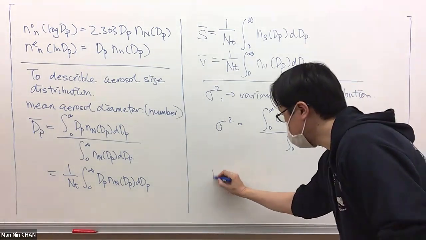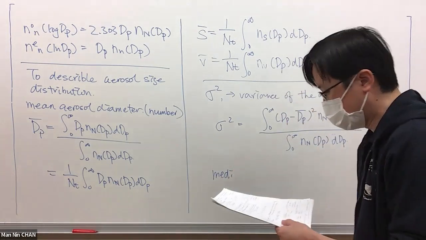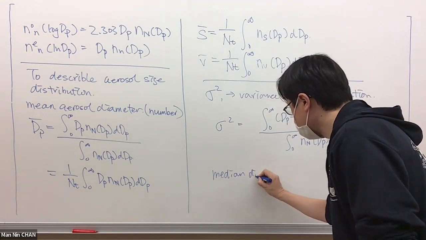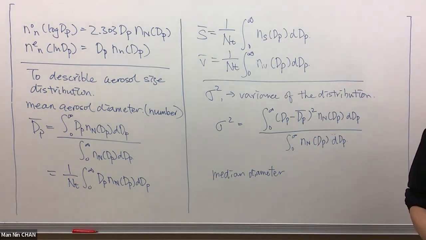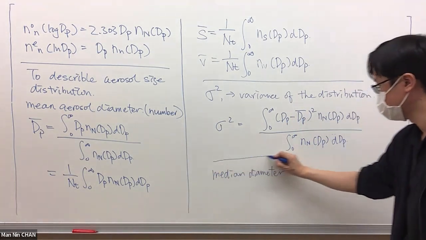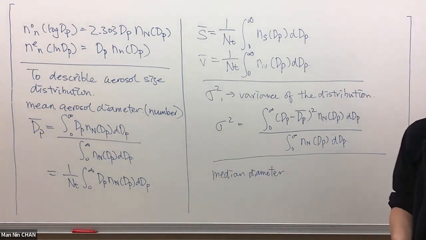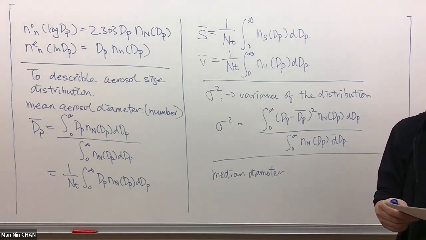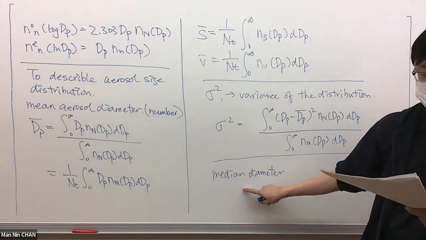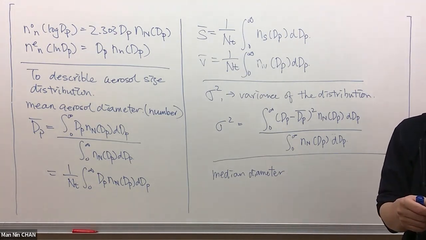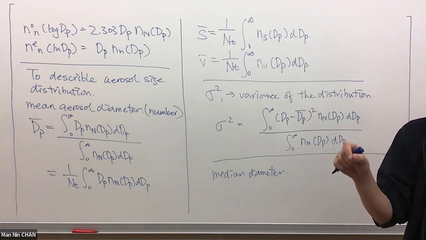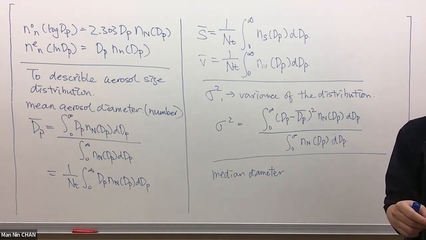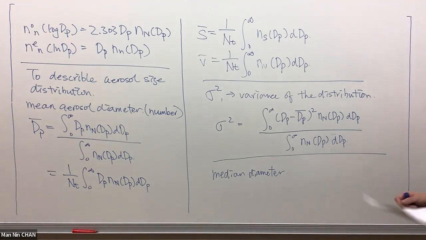And there's another parameter. When we describe the aerosol size distribution, we sometimes also talk about the median diameter. I'm sure you know the median diameter: it's the diameter below which lies about half of the particles, or just 50% of the particles.